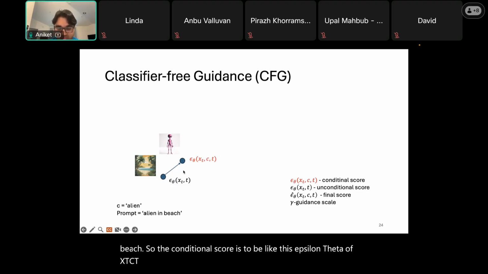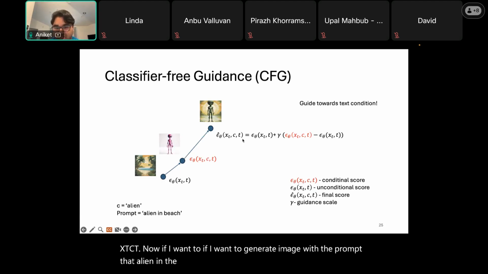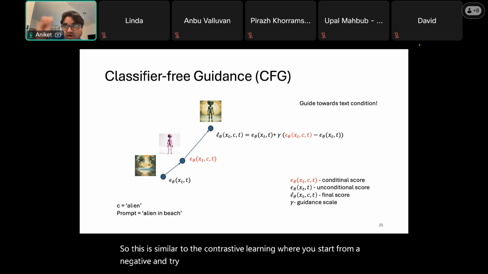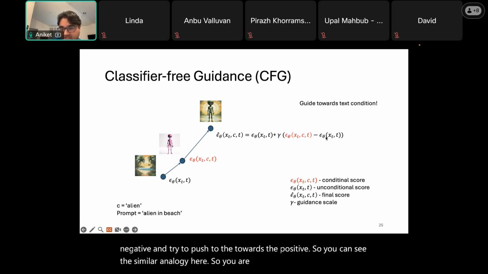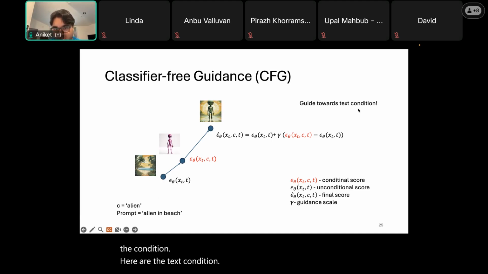Now, if I want to generate an image with the prompt alien on the beach, generally the unconditional and conditional scores are combined in this way. It starts with an unconditional score and guides toward a conditional score. This is similar to contrastive learning, where you start from a negative and try to push towards the positive. You can see a similar analogy here. You are guiding your diffusion trajectory toward a conditional score, so that your generated image is more aligned with the condition, here the text condition. This is called classifier free guidance, which is used in diffusion literature.